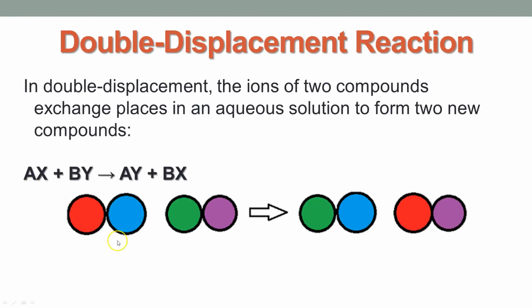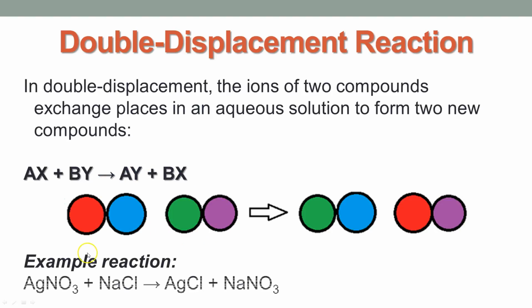So here I have the red-blue and the green-purple, and they are going to switch. The blue and the purple are going to completely switch which ones they came from. Red was with blue, now it's with purple. Green was with purple, now it's with blue. So the red and the purple have switched who they came with. An example of this, silver nitrate plus sodium chloride is going to make silver chloride plus sodium nitrate. So the silver and the sodium have completely switched places, who they came with and who they are leaving with.